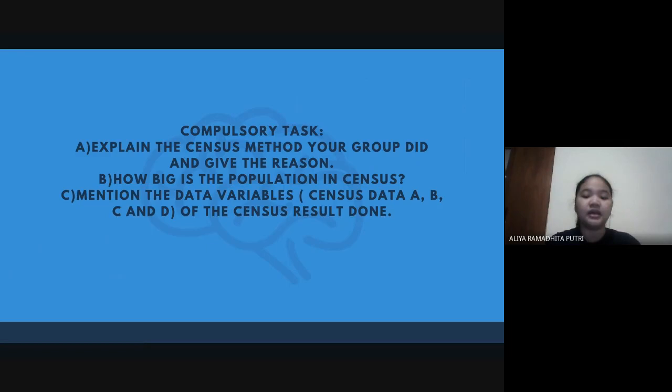So the first one, we're going to answer about the compulsory task. We need to explain the census method of what our group has done, the reason, and how big is the population in the census. We also have to mention the data variables of the census result done. Next, please.